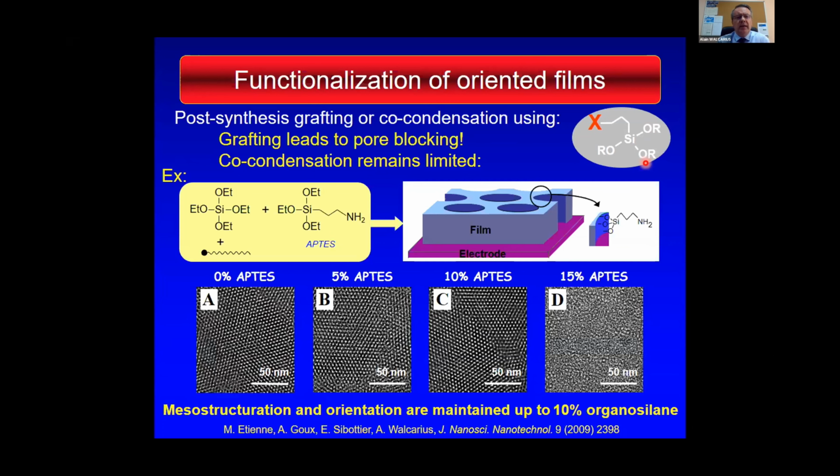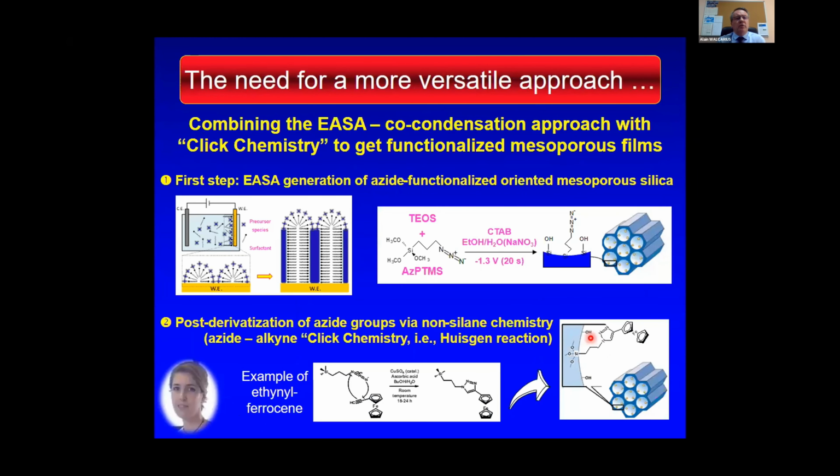And this is illustrated here for the functionalization with amino groups. Above 10% of organosilane in the medium, we lose the very good organization of the film. So one needs to find another way. And the other approach that we have used is a combination of the electro-assisted self-assembly co-condensation approach with click chemistry. So we need to check if these two steps are likely to occur.